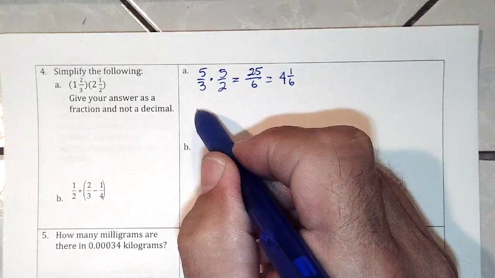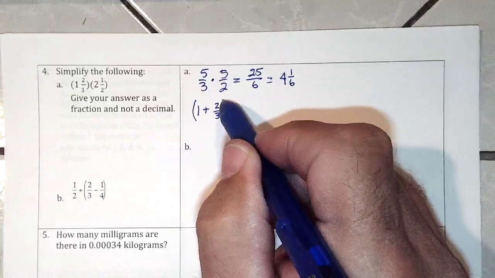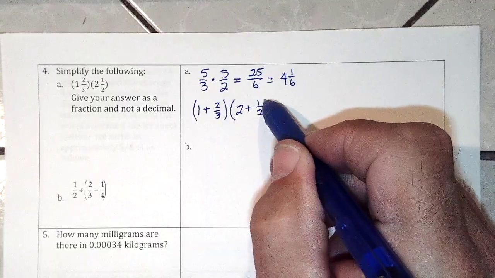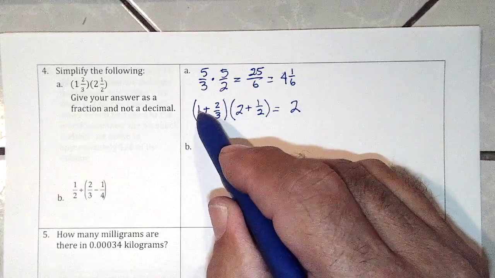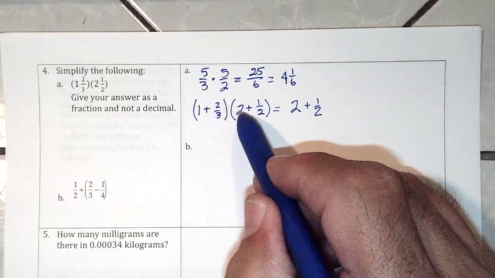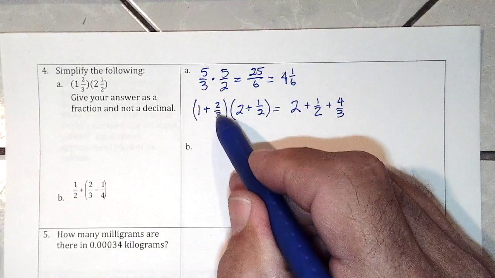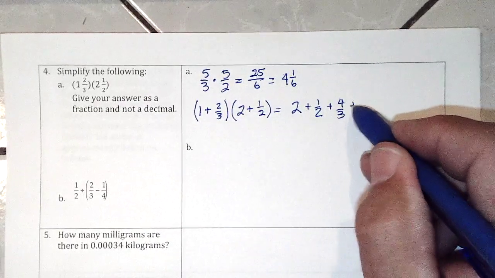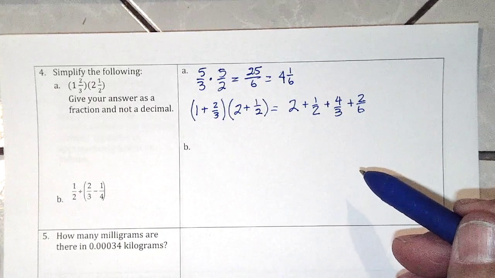Now you could have done it this way. 1 plus 2/3 times 2 plus 1/2. So 1 times 2 is 2. 1 times 1/2 is 1/2. 2/3 times 2 is 4/3. And 2/3 times 1/2 is 2/6. And we just have to add these up and we'll have this answer.